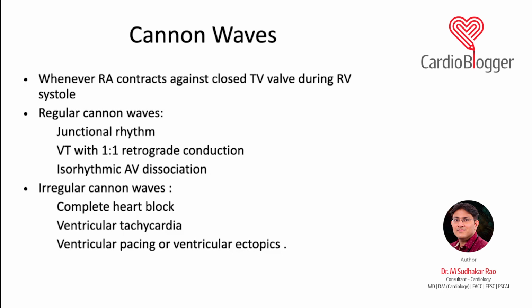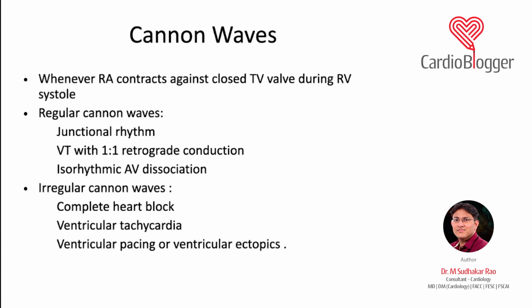Now what is the difference between a Cannon A wave and a normal A wave? Many people will ask you. The typical answer is Cannon A waves are systolic waves and normal A waves are diastolic waves. So this difference you should always remember. Cannon A waves are a systolic event and normal A waves are a diastolic event.